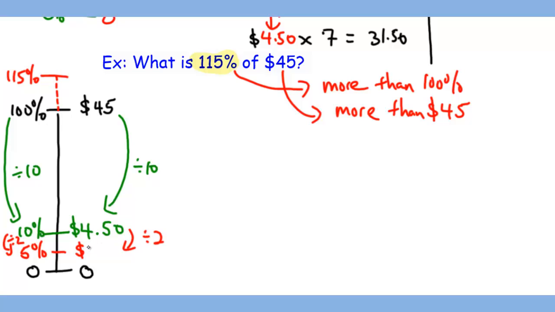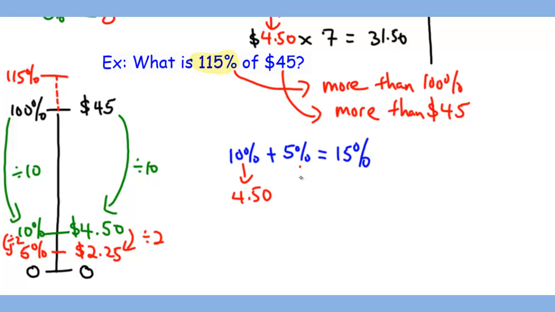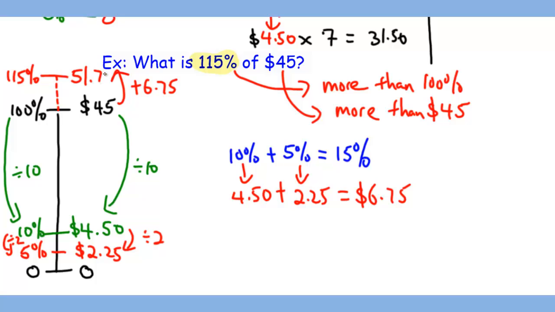That gives me $2.25. Knowing how 5 and 10 add up to 15, so we will add $4.50 with $2.25. That brings us $6.75, and that will be added to get up to 115%, which brings our final answer to $51.75, and that's the answer.